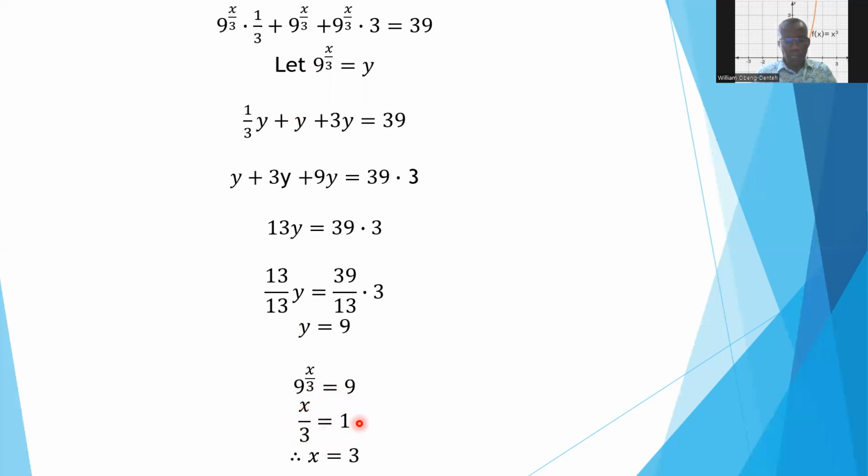We can carry out the cross multiplication where we multiply this 1 by this 3. Or we can say that we multiply both sides by 3. So x on 3 times 3 gives us x, and then 1 times 3 gives us 3. So our value for x is equal to 3.